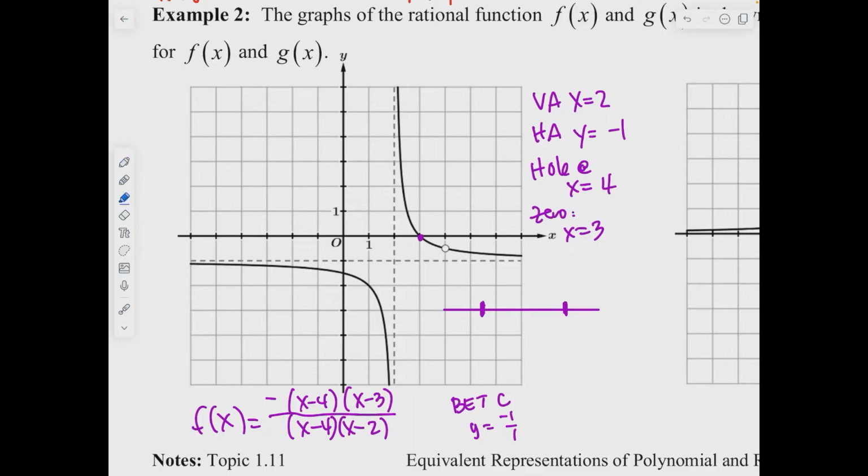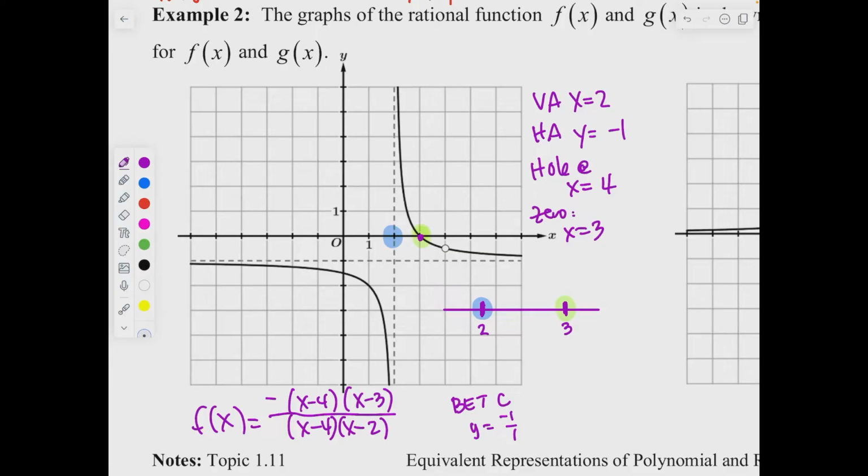So the ones that I'm going to take into consideration are my vertical asymptote at 2. That will show up on my number line. And then I am going to take a look at my x-intercept, which is 3, because I only have one x-intercept and one vertical asymptote. So this point is here.